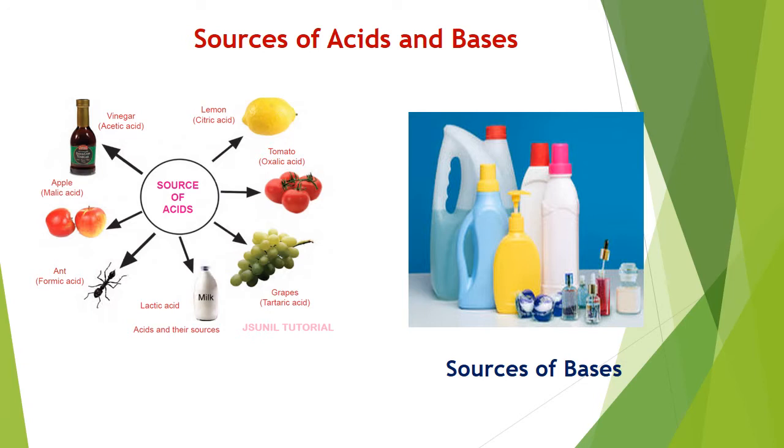Sources of acids are lemon, tomato, grapes, lactic acid, ant syrup which contains formic acid, apple, and vinegar. On the other hand, the sources of bases are detergents, baking soda, baking powder, etc., which are bitter in taste. So these are the acids and bases and their sources.